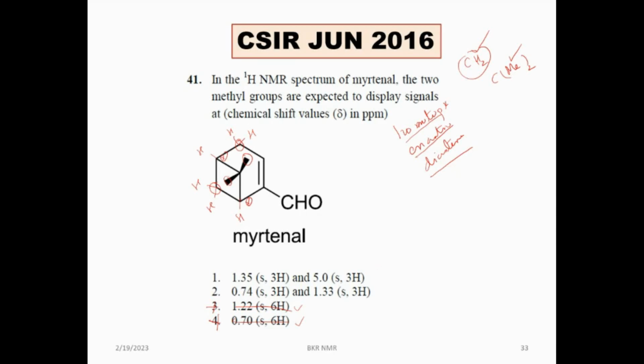As you already told me, options 3 and 4 are ruled out because they are different. Now we have to look into the answers. So it's either 1 or 2. Now, as you said, these are only the alkyl CH3 groups, so they'll have a value only between 0.9 to 1.5, not more than that. So this 5 is for alkene hydrogens. Okay, so we can rule out this option.